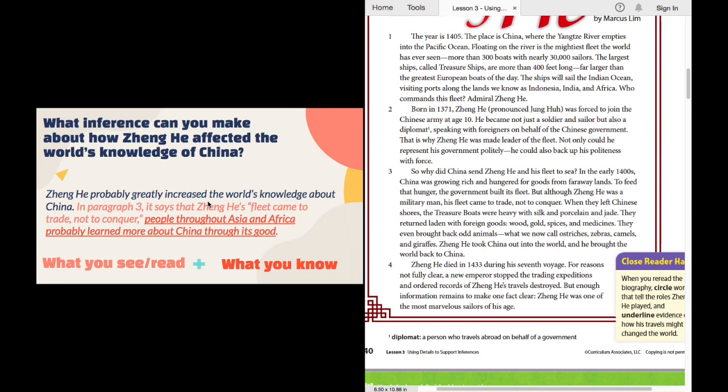And my inference is that he probably greatly increased the world's knowledge about China. So this is my inference, and I'm able to wrap it all together like that because I've supported it with my text evidence directly from the text, and I've even marked up where I got my text evidence. All right, y'all. So that's basically how you do it.